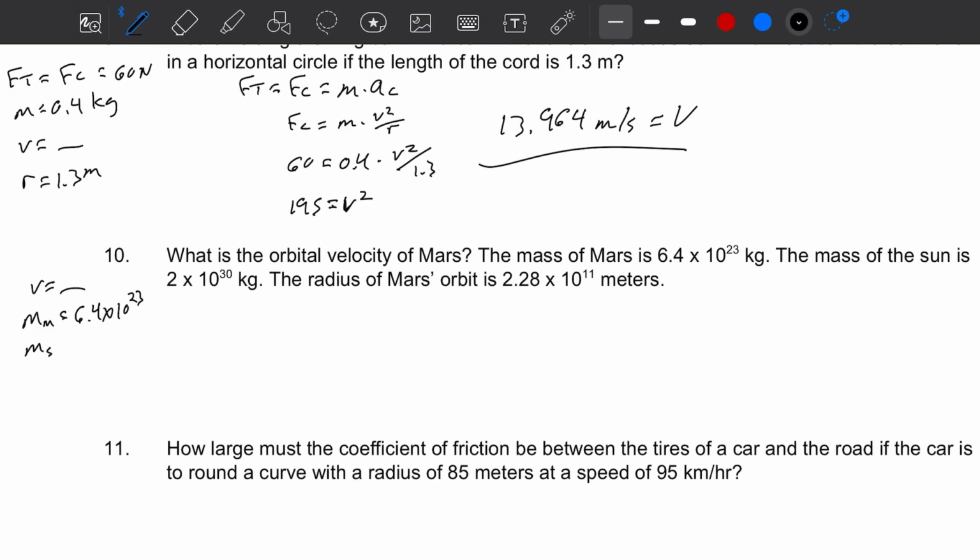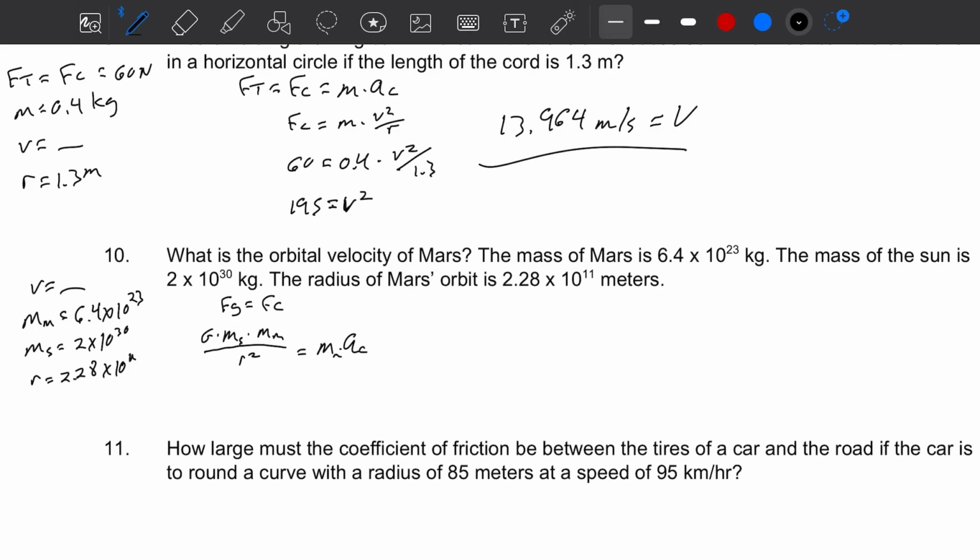So the mass of Mars, 6.4 times 10 to the 23, mass of the sun, 2 times 10 to the 30th, radius, 2.28 times 10 to the 11. We can set this up and go the long way, but I'd really love to say it's gravity that's causing this to happen. They're not touching. Force of gravity doesn't require touch. It's a field force.